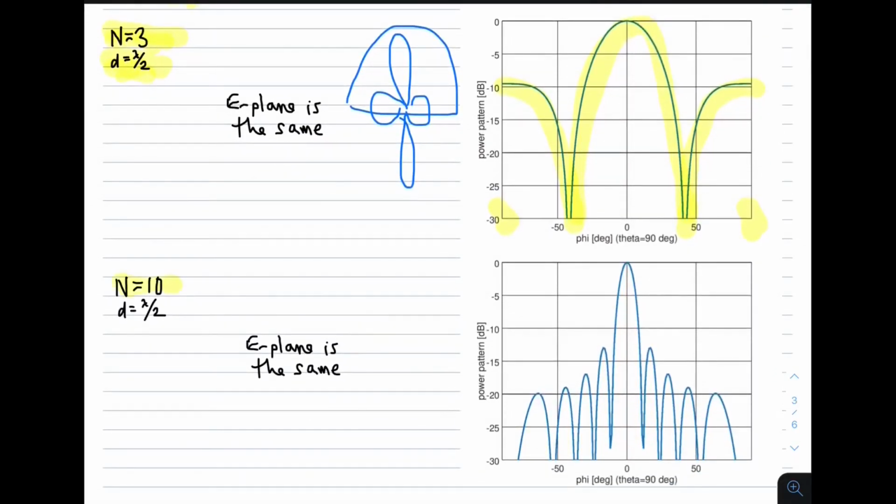Now we go to 10 elements. We'll keep the spacing the same at half a wavelength. And this is the new result. Because the array is somewhat larger now, we get a narrower beam. And here's our narrower beam being indicated here. And now we have lots of side lobes, and the side lobes are rolling off with distance from the main lobe.